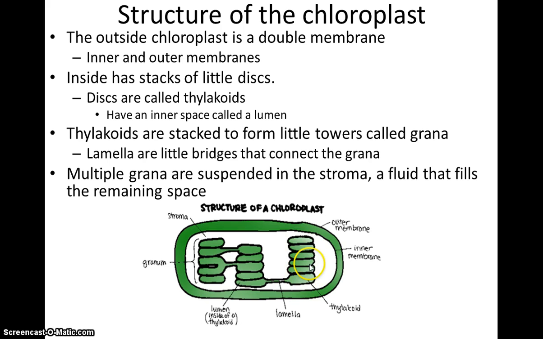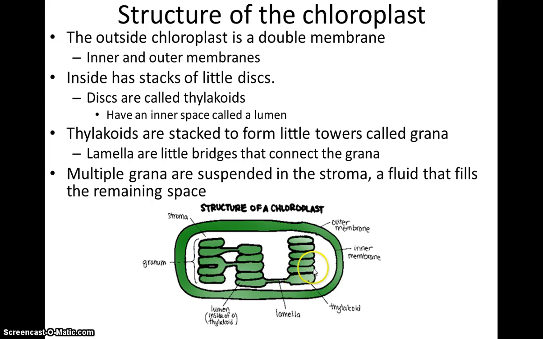All of those little thylakoids are going to be stacked up, and the little tower is called a granum, or if there's a bunch of them, grana. That's just singular and plural. Oh, and I left off, there's a lumen inside. The thylakoid is just a space. So if you see something about lumen, that's just the space inside the thylakoid.